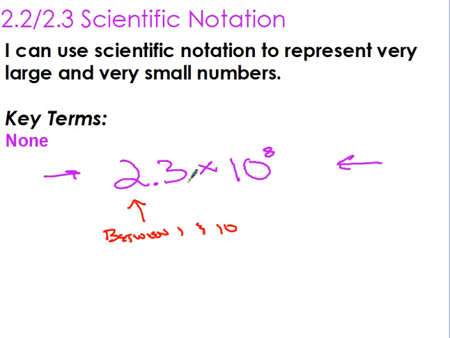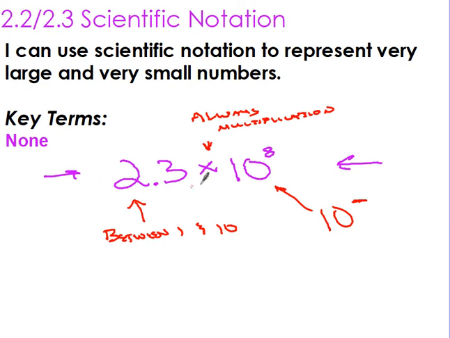Next, it's always going to be multiplication. And then you're always going to have a 10 to some power. Every single time. So it's always going to look like this. The only thing that's different is it might not be 2.3, it might be 3.75. Or it might be 10 to the 9th power, 10 to the negative 4th power.